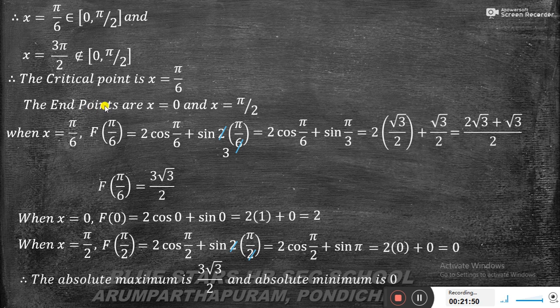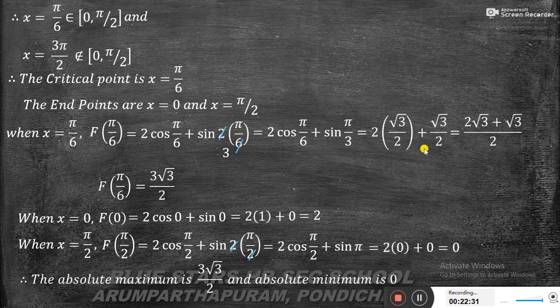So here in the interval there are two end points, one is 0, one is pi by 2. So the end points are x equal to 0, x equal to pi by 2. Now I take x equal to pi by 6, which means 30 degrees. So f of pi by 6 means 2 cos pi by 6 plus sin 2 pi by 6. In the next step, 2 cos 30 degree is root 3 by 2, plus sin, 2 and 3 are cancelled, so pi by 3 means 60 degree. Sin 60 degree is root 3 by 2.